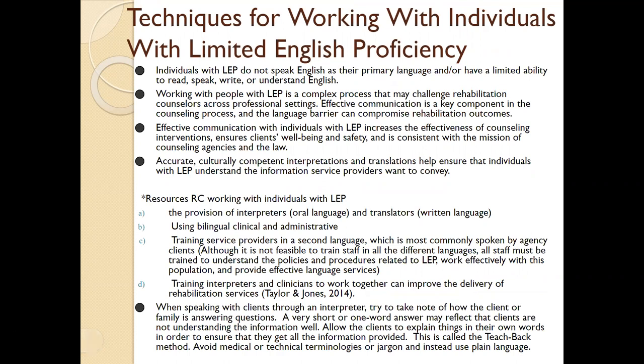Techniques for working with individuals with limited English proficiency. Individuals with LEP do not speak English as their primary language and have a limited ability to speak, write, or understand English. Working with this population can also be a complex process that may challenge us as professionals across professional settings. So effective communication is always the key, and the language barrier can sometimes compromise rehabilitation outcomes.